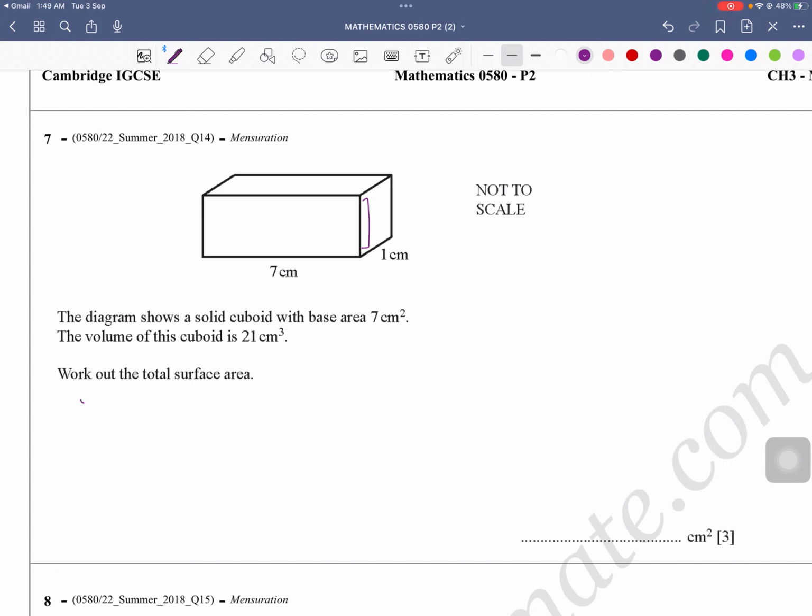So how do we do it? 21 is equal to the volume, 7 times 1 times x, which is this length, and this length becomes equal to 3, right? So we know this is 3. This is 1, this is 7, this is 3, the previous is 3 as well, right?